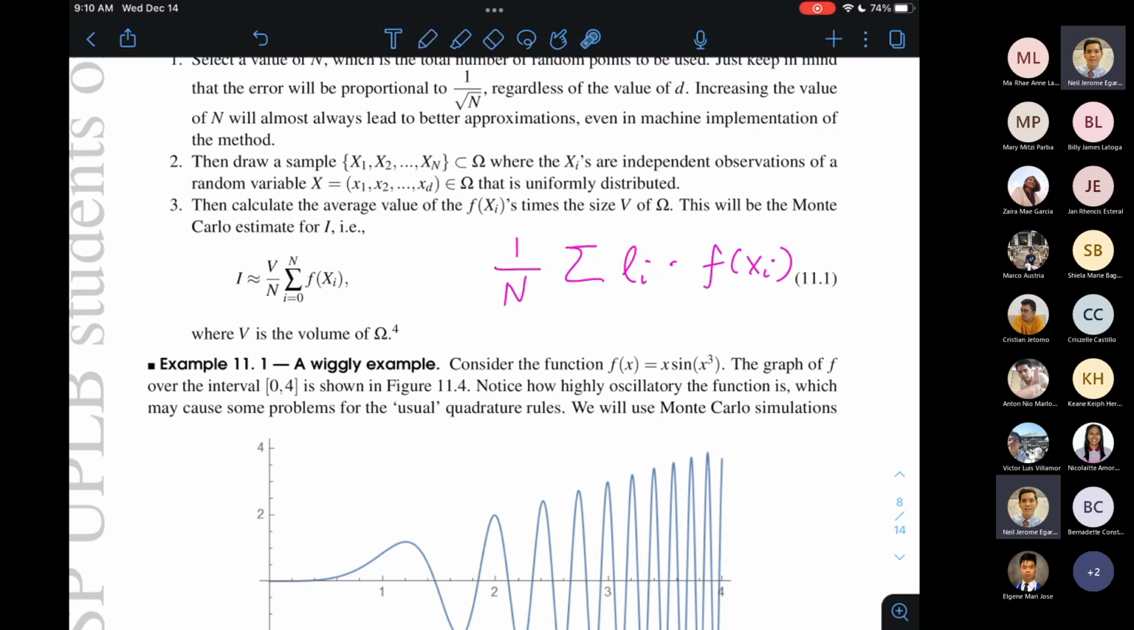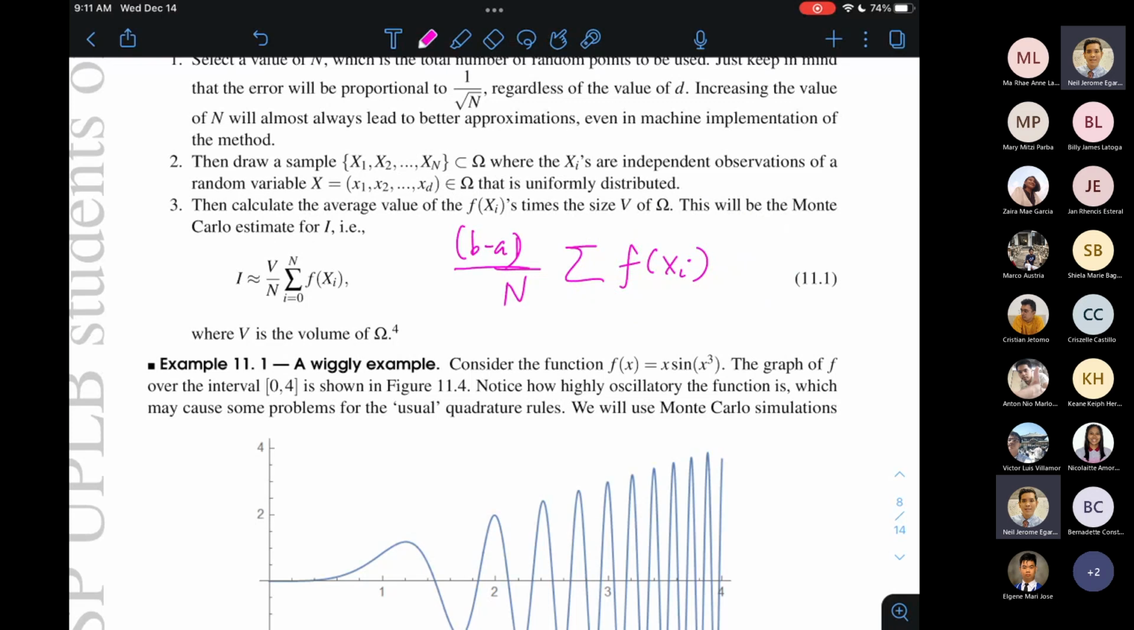Ano yung length nung rectangle o yung width ng rectangle? That is simply the length of your original interval. So ano lang siya, b minus a. Tapos pwede ko na pala itong i-factor out yung b minus a, lalagay ko na lang siya dito. Okay? So matitira ito. So ito basically yung formula na ginamit natin kanina.